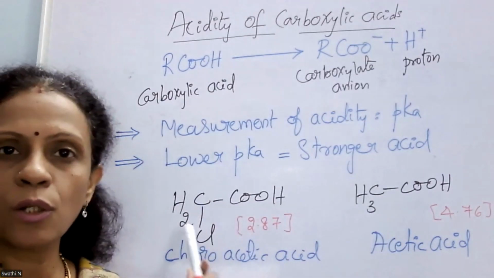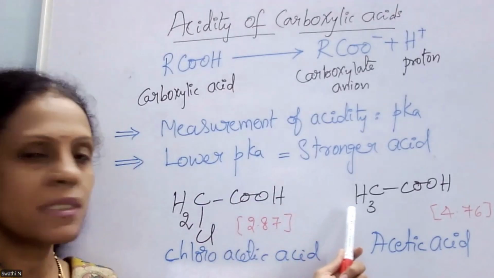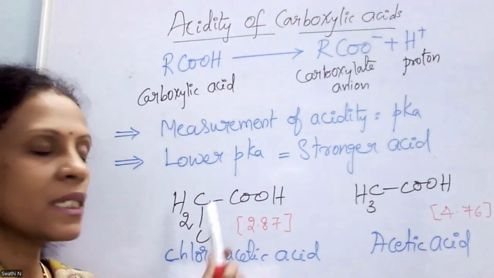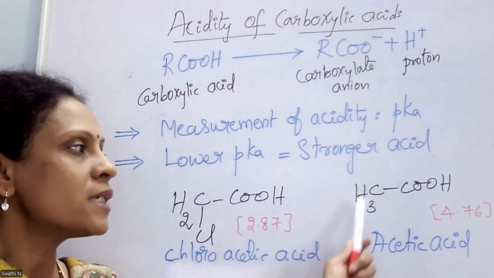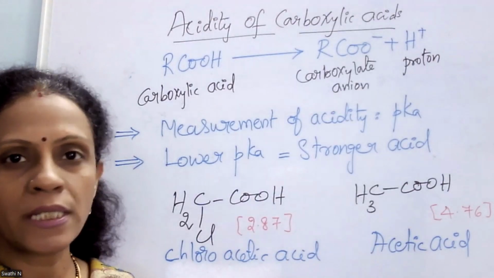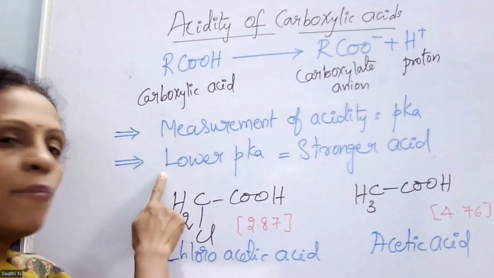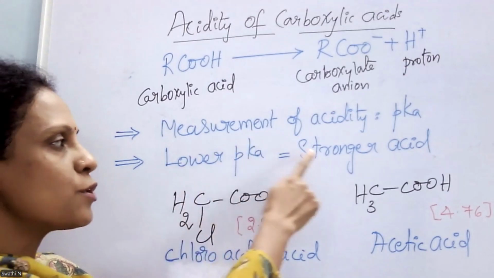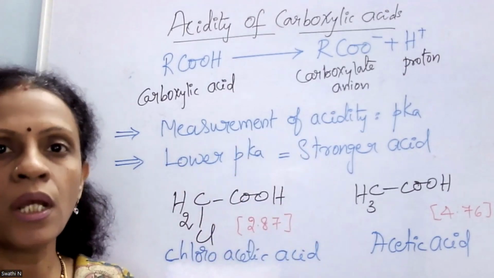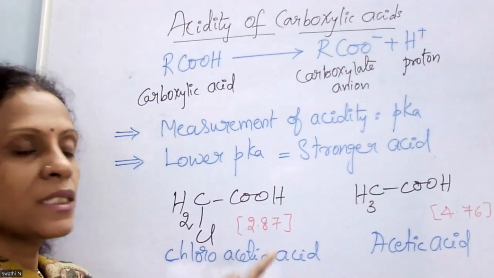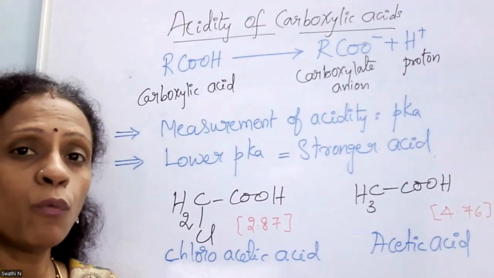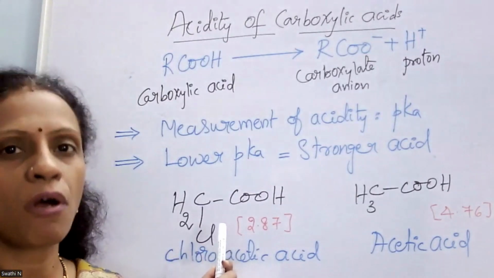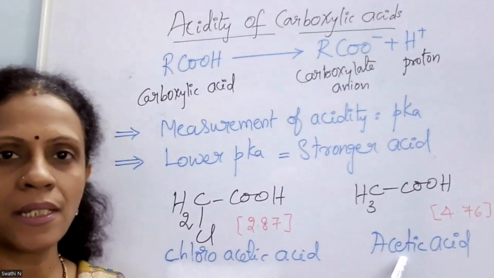Here this is the chloroacetic acid structure and this is acetic acid. Chloroacetic acid's pKa value is around 2.87 while acetic acid's pKa value is 4.76. By the thumb rule, lower the pKa value, stronger the acid, we can easily make out that chloroacetic acid is strongly acidic when compared with acetic acid. Now let us see what makes chloroacetic acid a stronger acid when compared with acetic acid.